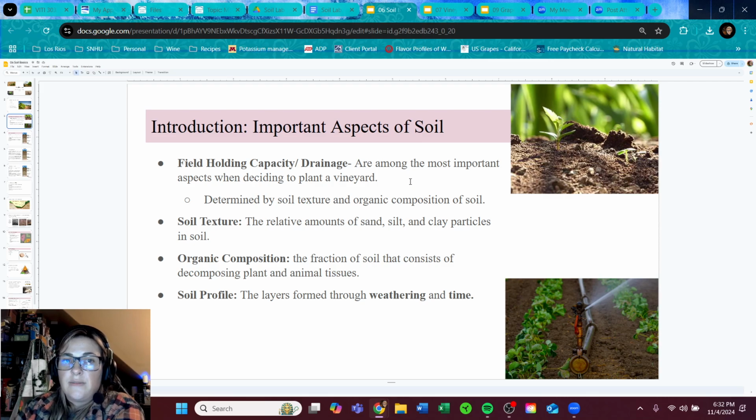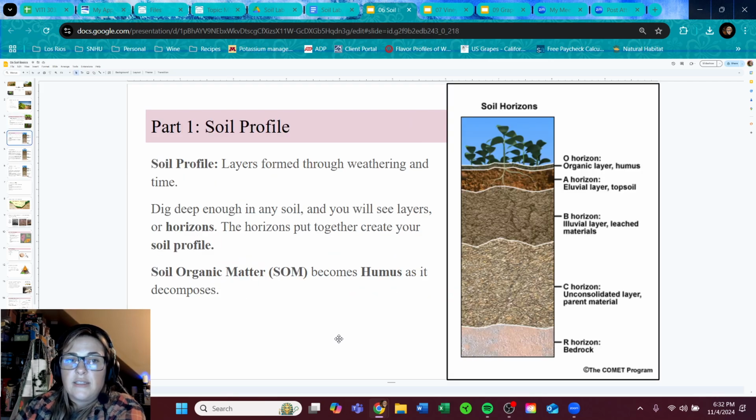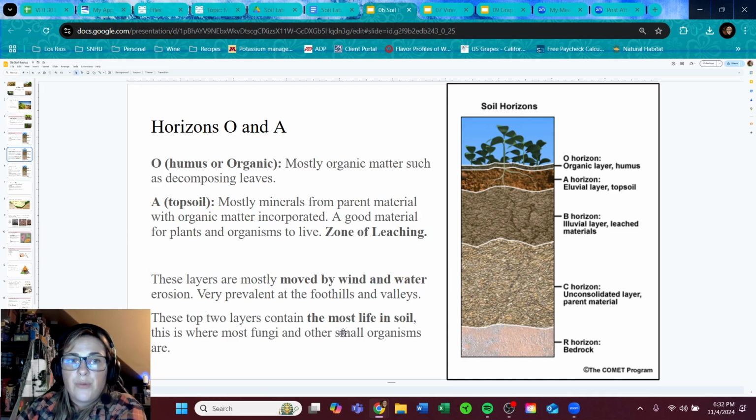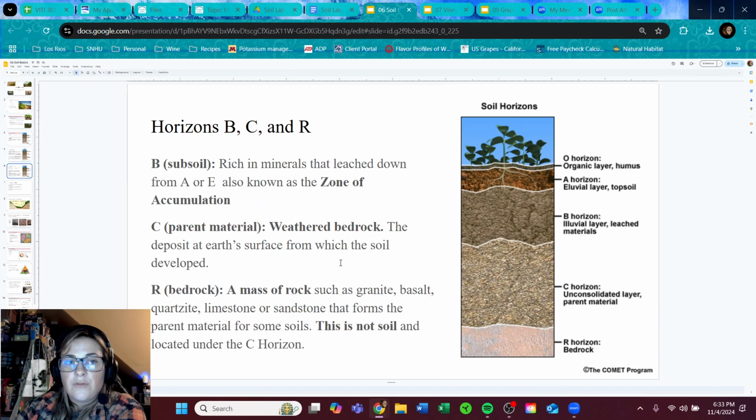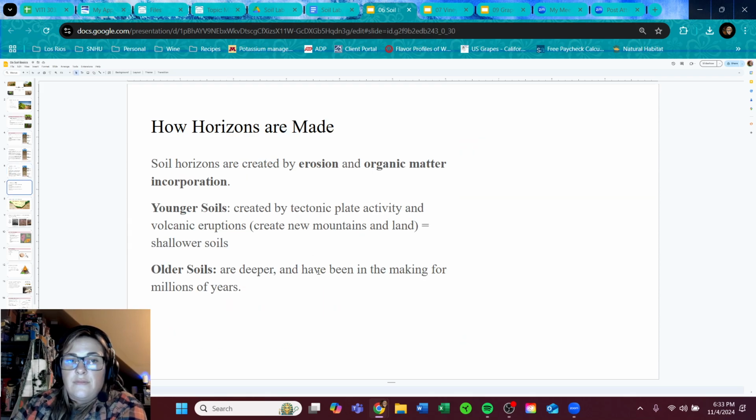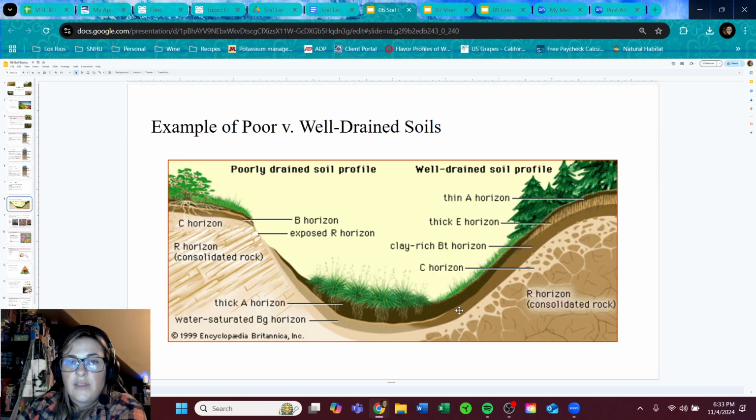We're definitely going to have some vocabulary words in this one: the difference between soil profile and soil texture, and what organic composition is. Being able to define horizons will be very important, and also to differentiate between the different types of horizons. It's important to know how they're made and how they move.